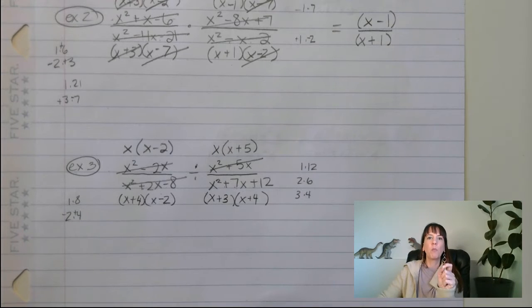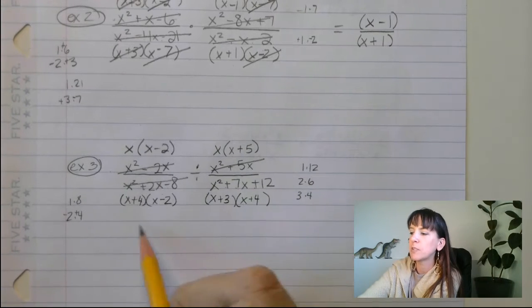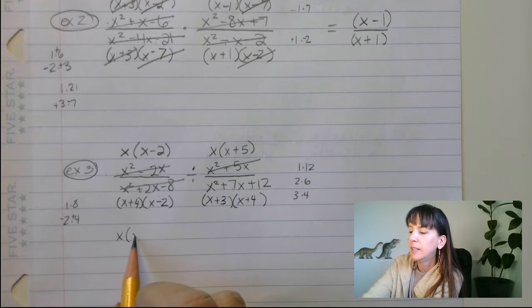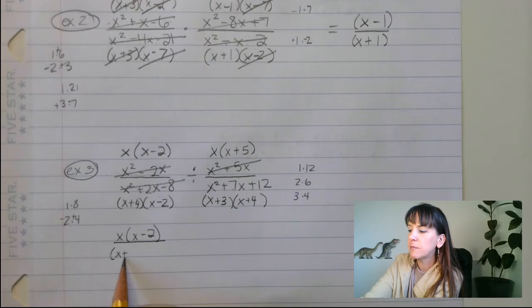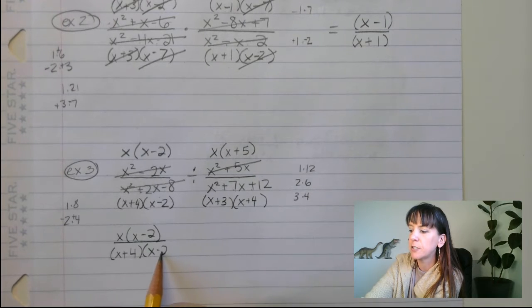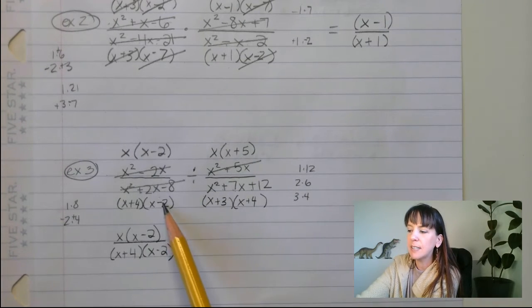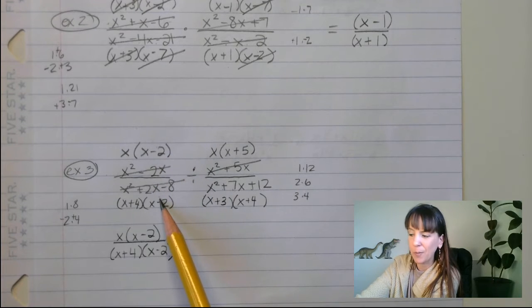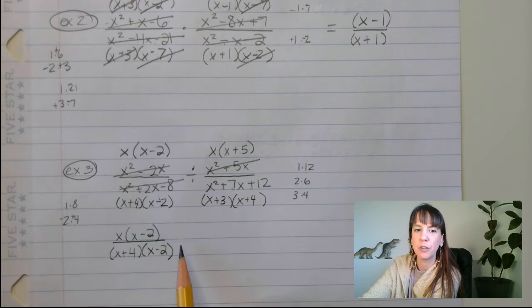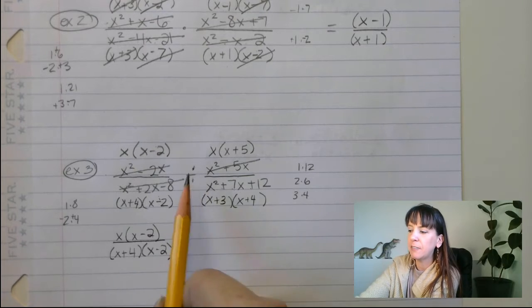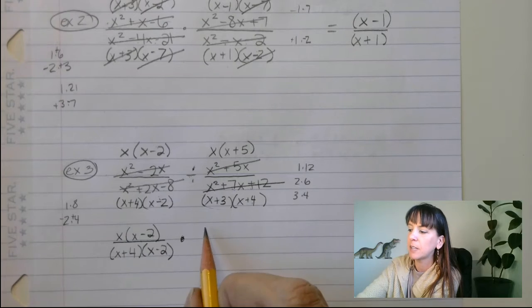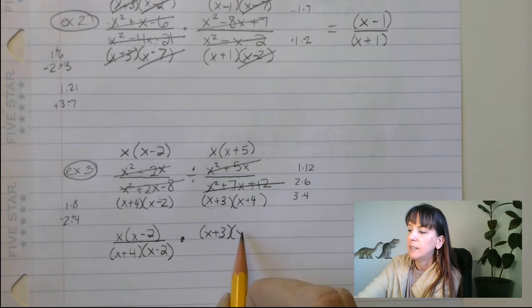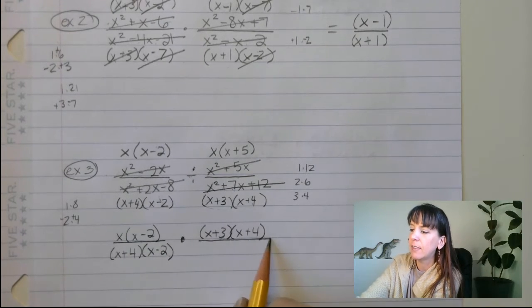All right, so what this means is we multiply by the reciprocal. So this first one's not going to change. X, x minus 2, that's the top, over x plus 4, x minus 2. These guys I probably could have just canceled out straight away and not rewritten it, but for the sake of it, we'll show you. Now we're going to multiply instead of divide, and we're going to multiply by the reciprocal, which means we're going to flip these. So this stuff on the bottom is now going to be x plus 3, x plus 4, and then this stuff is going to go on the bottom.